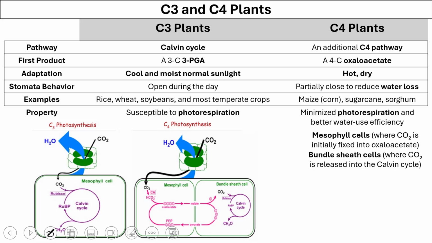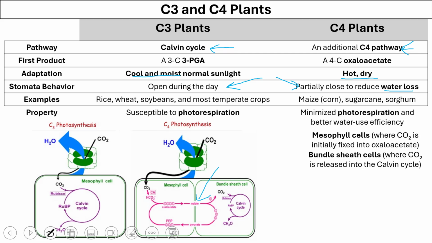C3 plants are those that perform Calvin cycle, and C4 plants have an additional step before they start the Calvin cycle. This adaptation is related to whether the plants are present in a cool and moist environment or they are present in a hot or dry climate. What happens during this adaptation is the plants that are C3 plants can keep their stomata open all during the day, but those that are growing in hot and dry climate, they open their stomata only partially because they want to reduce the loss of water.